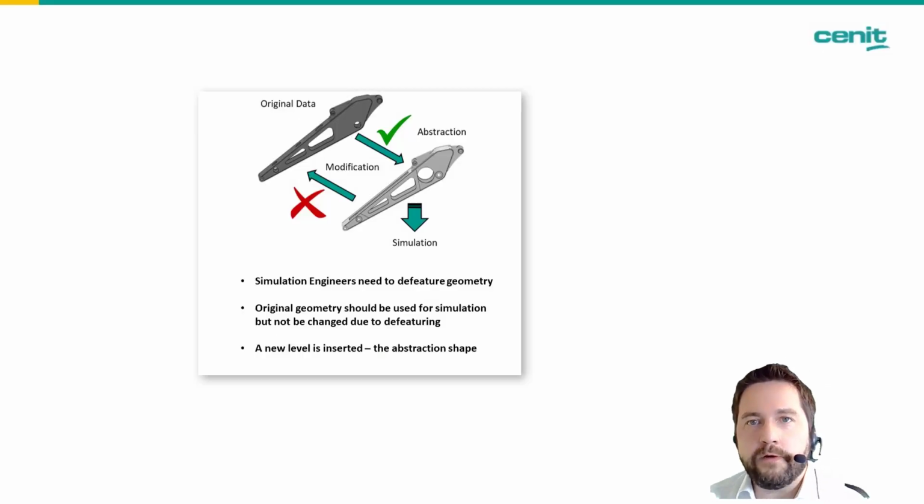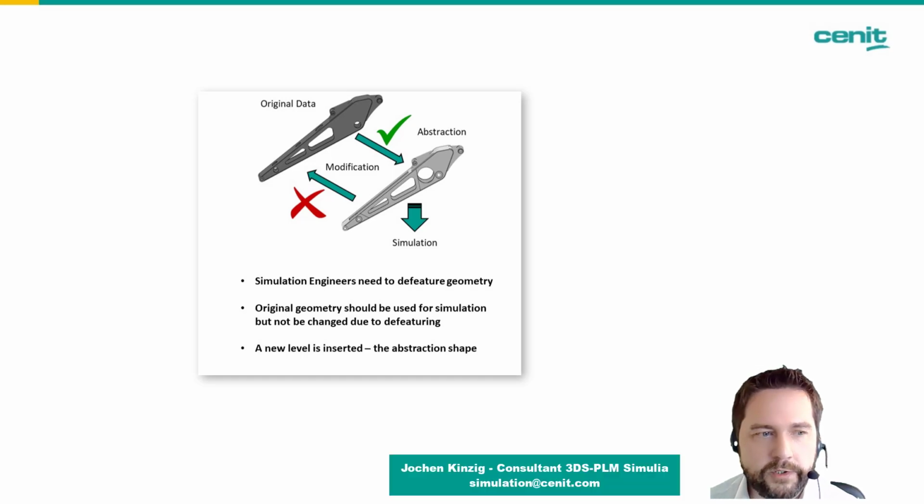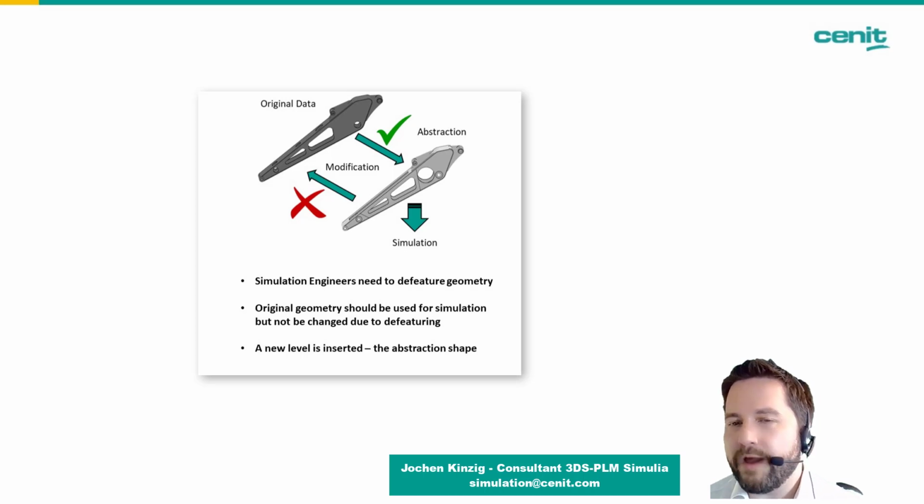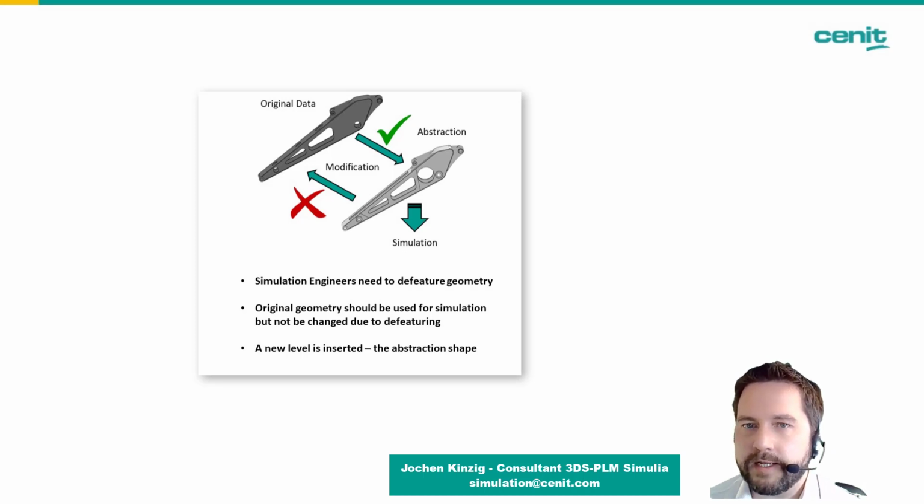So that's part one of the abstraction shape lesson. And I hope you understood the advantage of an abstraction shape. We can use the original geometry with the one single source of truth concept without changing this geometry for the designer. So that's a really good concept. And in part two, I'm going to show you what is happening when the designer is changing something.